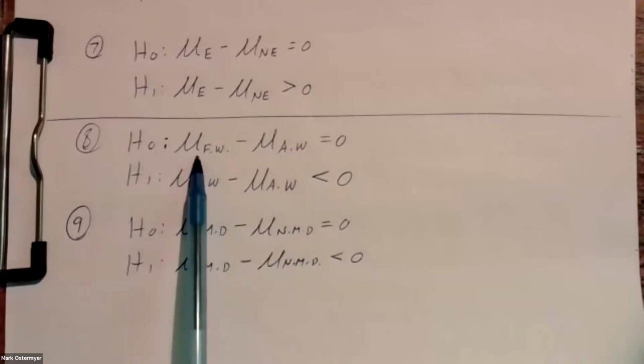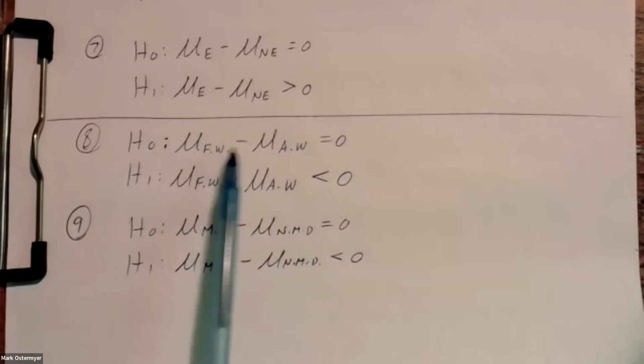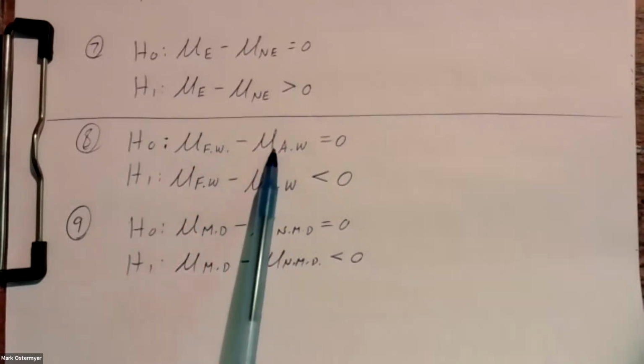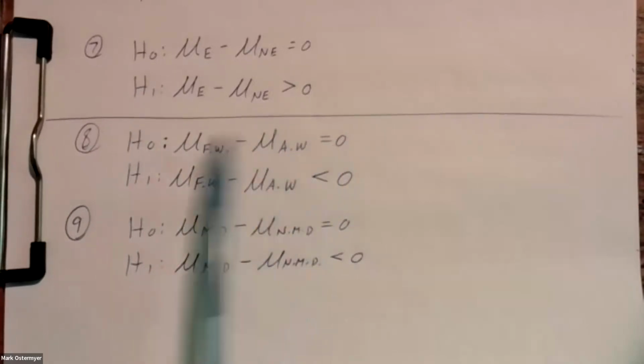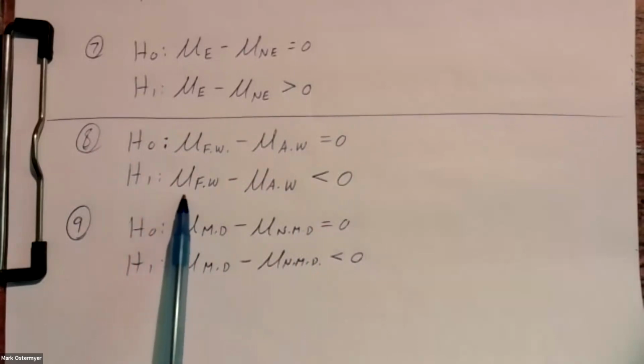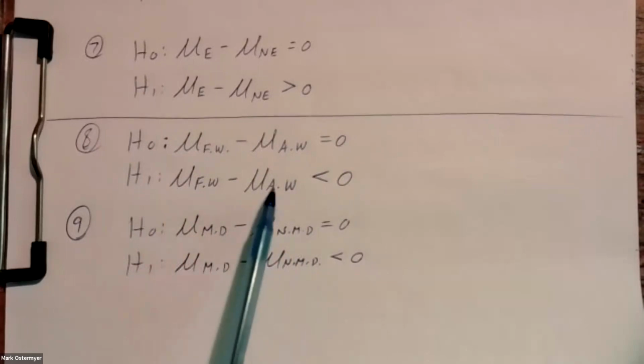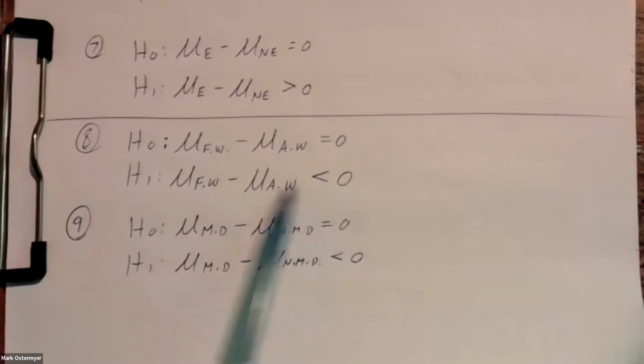So these will be the hypotheses for number 8, to test whether the mean miles per gallon fuel economy a four-wheeler gets compared to the mean MPG for an all-wheel drive is equal to zero, meaning essentially there's no difference, versus the alternative hypothesis, which says that the mean MPG of a four-wheeler would be less than the mean MPG for an all-wheel drive.